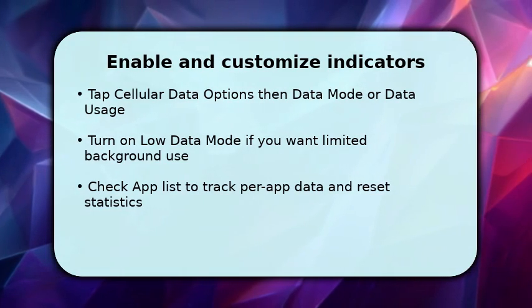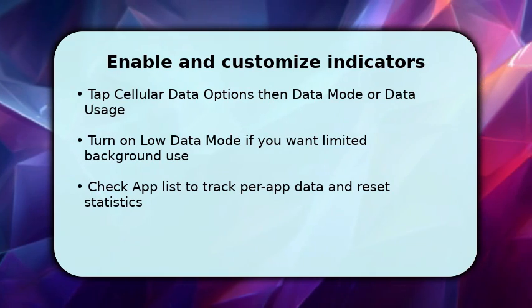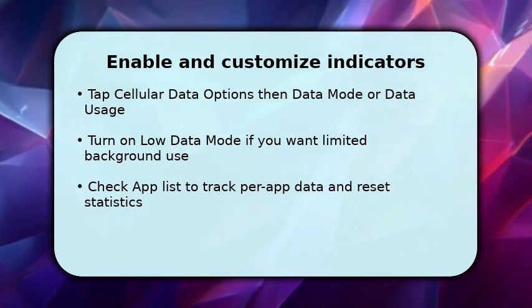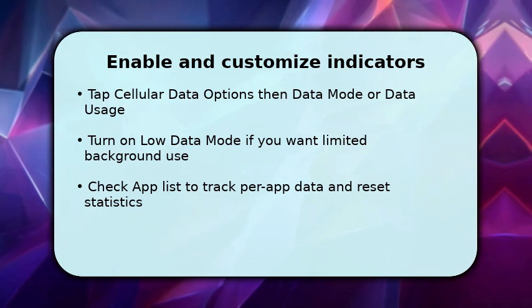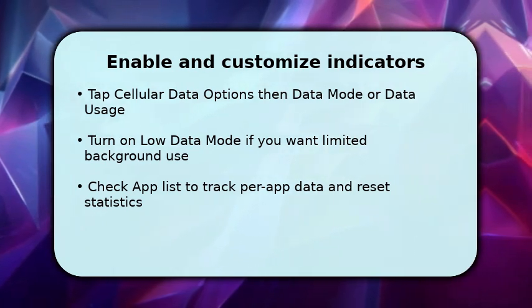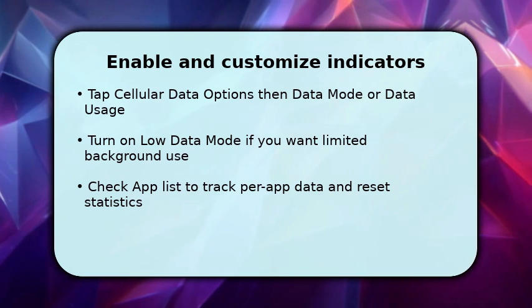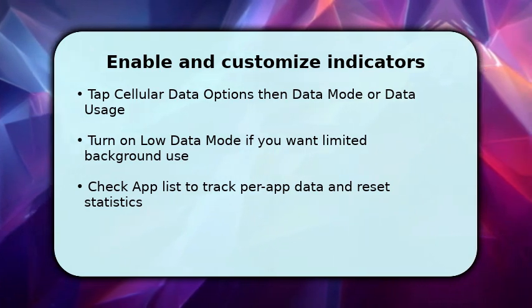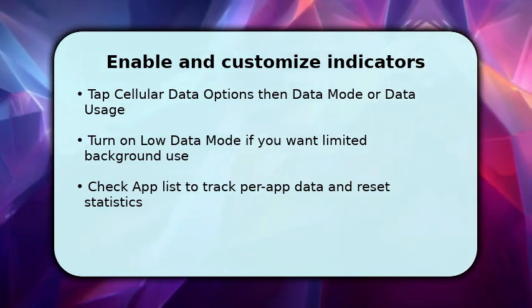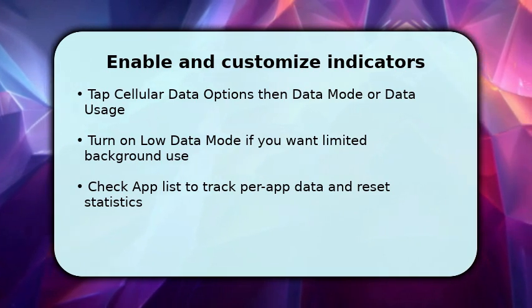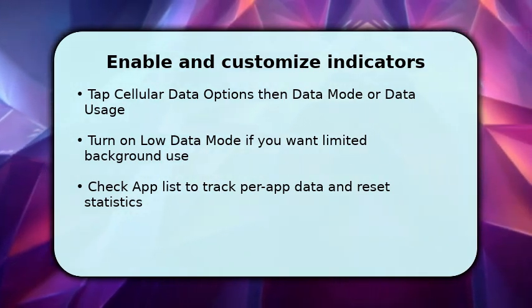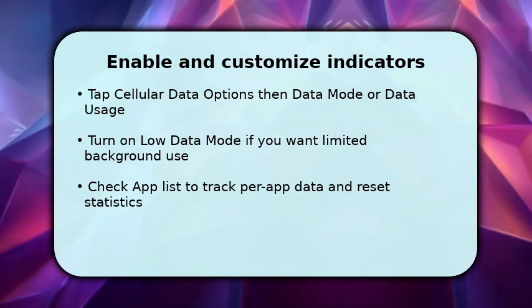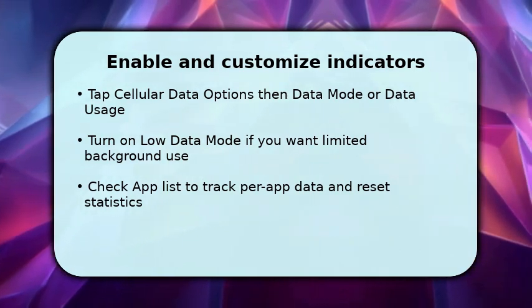Next, tap Cellular Data Options and inspect Data Mode or data usage so you can see how the phone measures traffic. Once there, enable Low Data Mode to reduce background activity if you want a smaller number showing in the bar. Make sure to check per app usage to identify heavy consumers and optionally reset statistics at the start of a billing cycle. These adjustments influence what the status indicators convey in the notification bar.